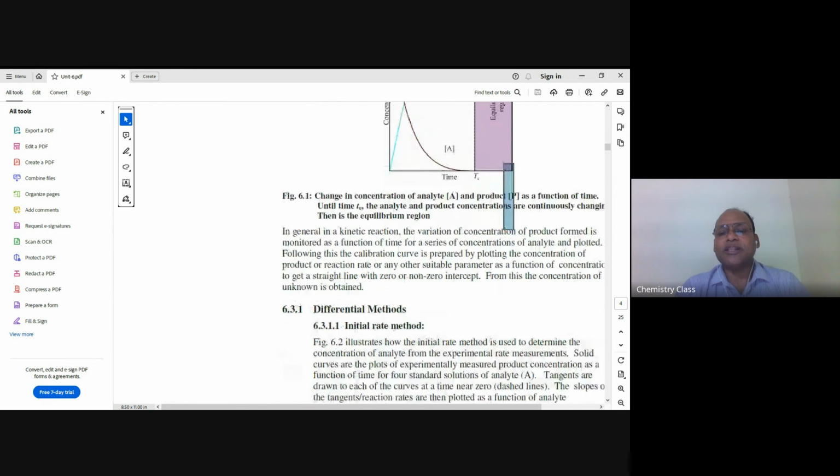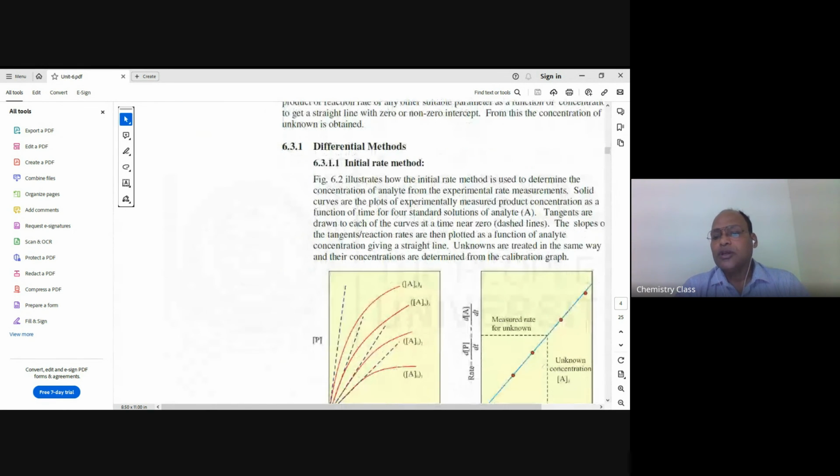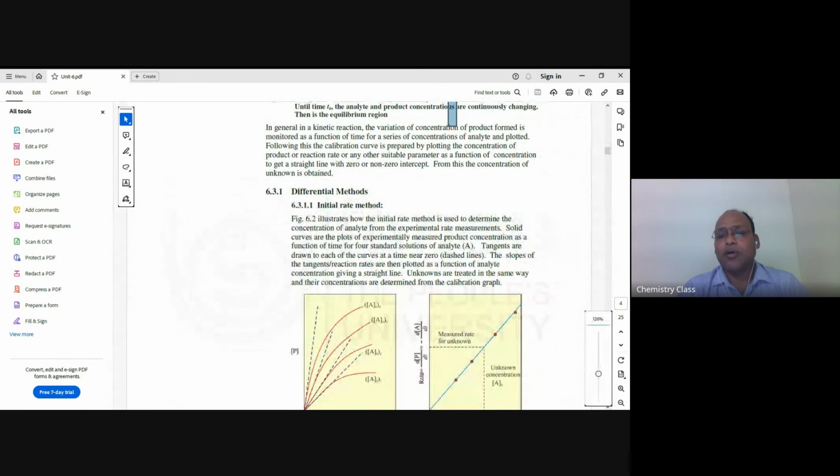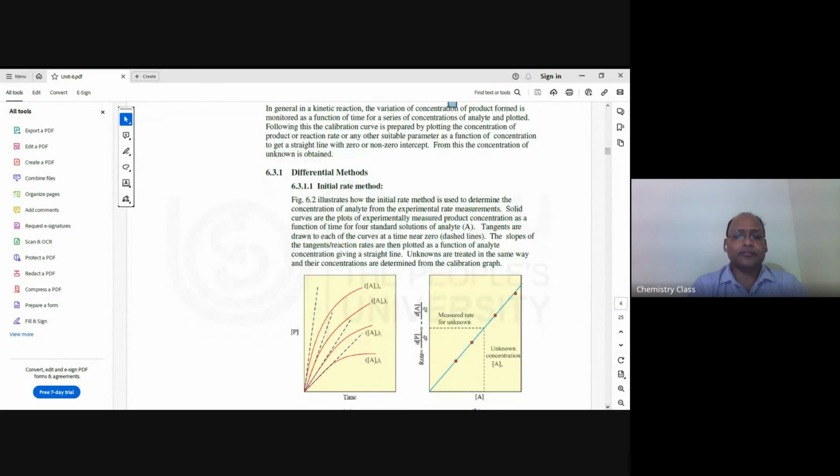Then the differential methods, in which there are the initial rate methods. Now the time is going to be over. If we start the initial rate methods, there are lots of graphs to discuss, so that is why I have to stop the class right now. It is going to be 6:50.